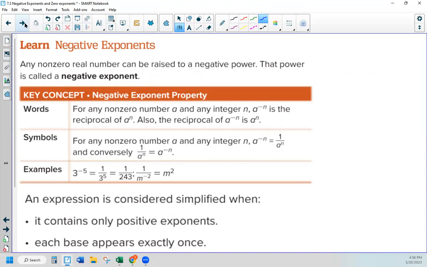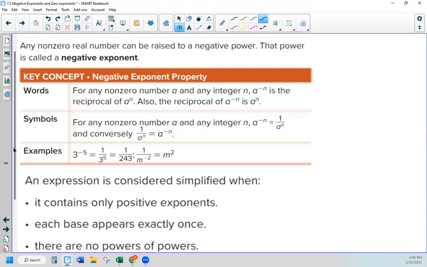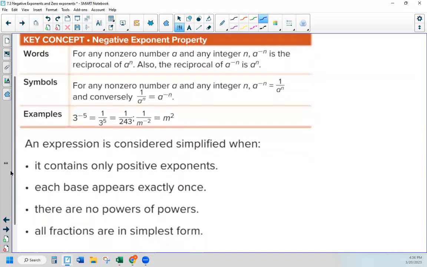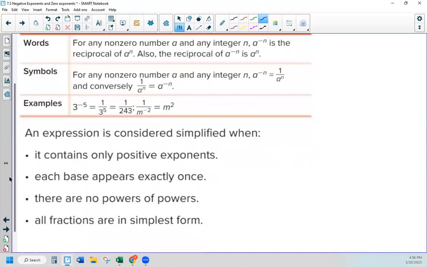Simple idea. All right. Let's now talk about negative exponents. How do we treat negative exponents? Well, you can go ahead and read everything you want here. Take your time, read it, pause it at your own pace.